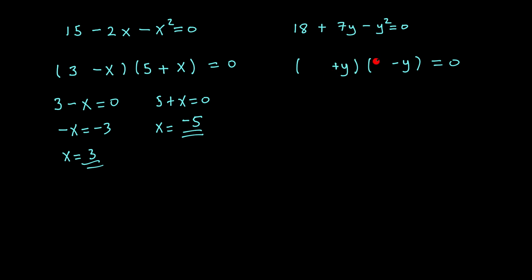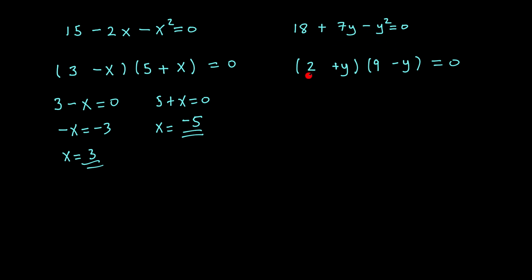So that means my 9 would go here, and my 2 would go here, because 2 times 9 will give me 18. And if I do 9y minus 2y, that will give me 7y. If I multiply this bracket out, of course, I will come back to this quadratic equation.